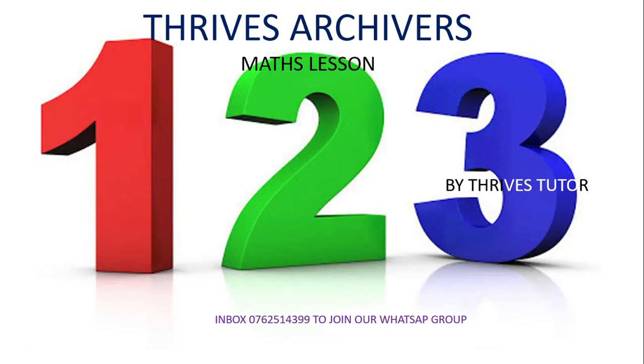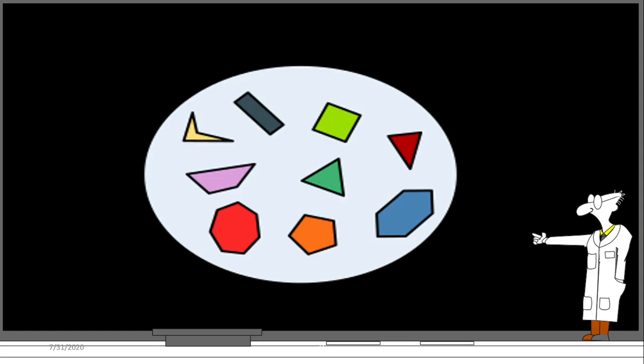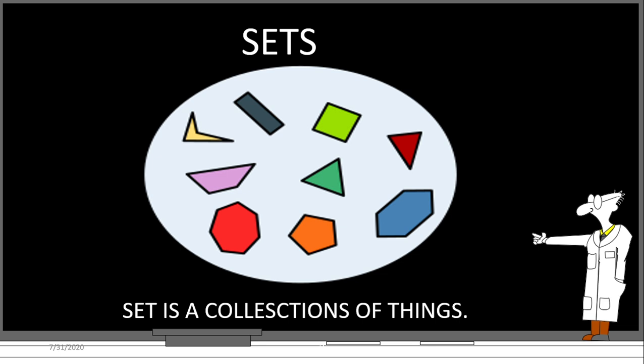So today's lesson is interesting. What are you seeing there? You can see it's a shape, and in that shape there are small shapes. What do we call that? It's what we call a set. This shape has many shapes, so the collection of shapes is what we call a set. So what is a set? A set is a collection of things. When you collect things together, we are forming what we call a set.